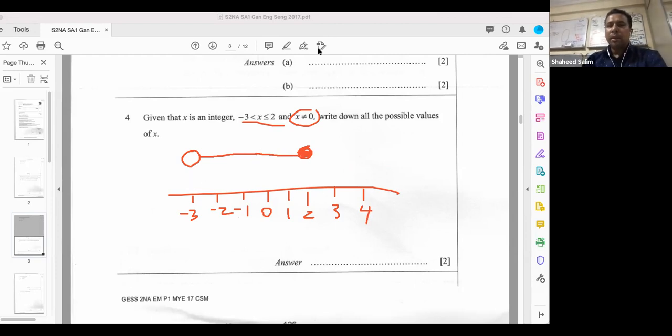So can it be negative 3? Cannot. Integer is a whole number, no? X is an integer, so it cannot be negative 3. Can it be negative 2? Yes. Can it be negative 1? Yes. Can it be 0? By right, yes, but they say cannot. So cannot. Yes, well done. They say cannot be 0. Then 1 can. 2 can. So your answer is negative 1, negative 2, 1 and 2. All right? So a number line can help you to identify the answers. Okay, here we go.